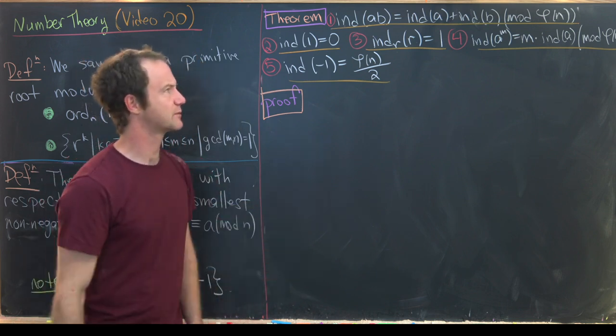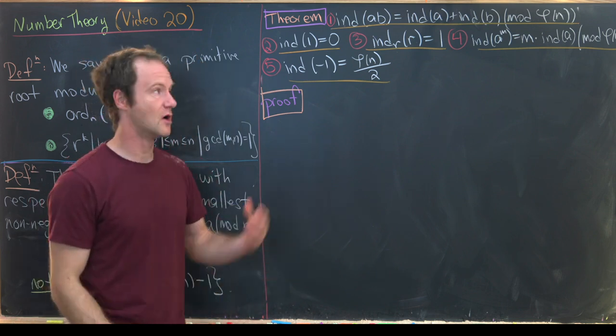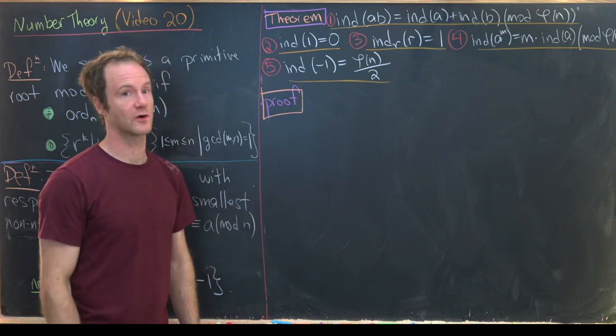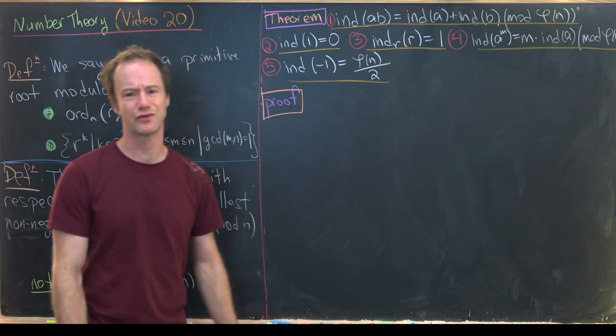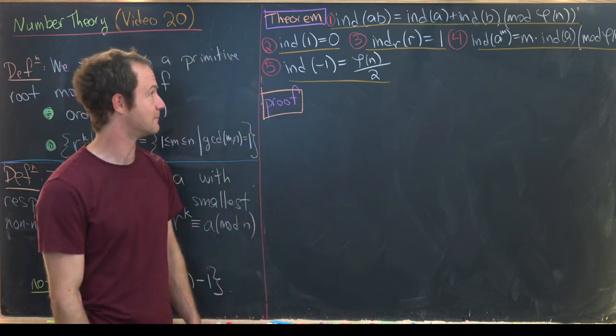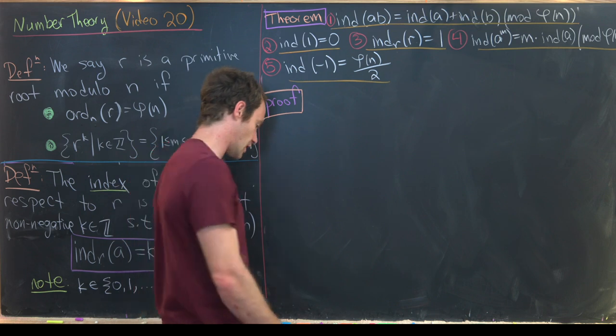So notice if we just replace index with logarithm, all of these things hold over appropriate real numbers. So that's kind of interesting. And in fact, the proofs are going to go pretty much the same. So I won't prove all of these.